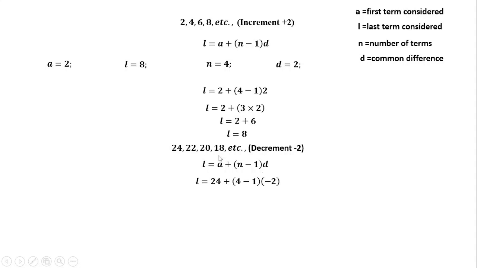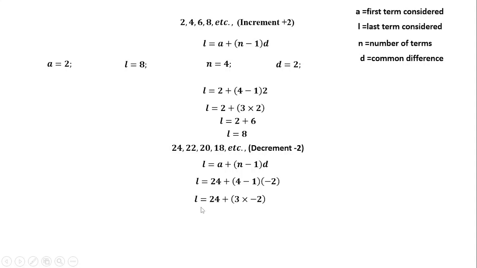Here L I should identify. Here the last term is 18. Shall we check? A is equal to, what is it, we have first term 24. A is equal to 24 I substituted, and N. N means number of terms. How many numbers available? 1, 2, 3 and 4. So N is equal to 4. And the difference already I determined, minus 2. So A for 24, N for 4 and D for minus 2 I substituted, and I got the equation as L is equal to 24 plus (4 minus 1) into minus 2.